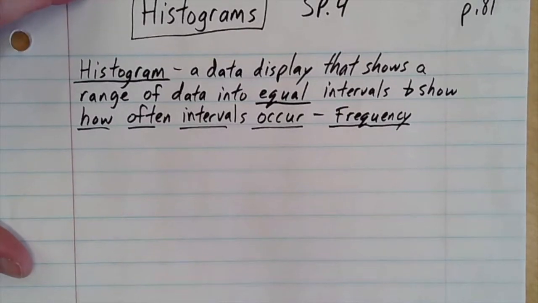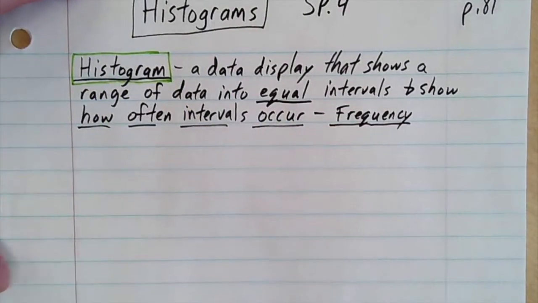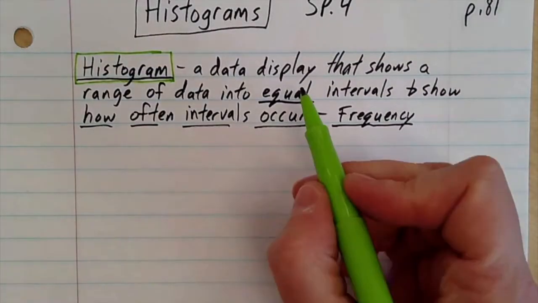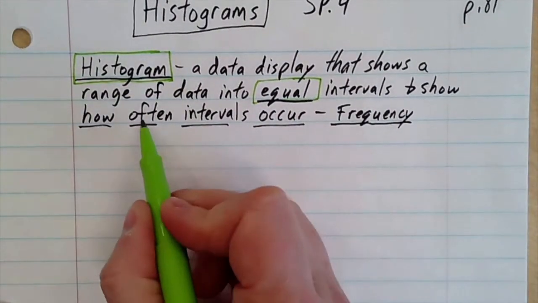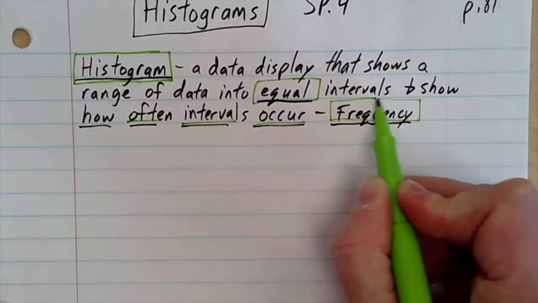Obviously, we want you to know what histograms are. And I showed you kind of a picture. It reminds you of a bar graph at first glance, but it's a range of data in equal intervals, and showing how often those intervals are going to occur. So we call that the frequency, how often they occur.